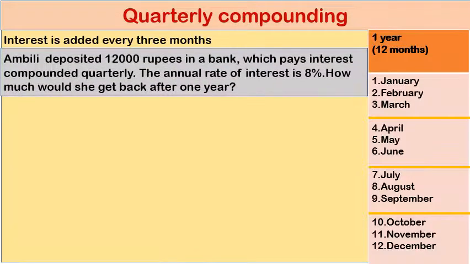See this example. Suppose Ambili deposited 12,000 rupees in a bank which pays interest compounded quarterly. The annual rate of interest is 8%. How much would she get back after 1 year?